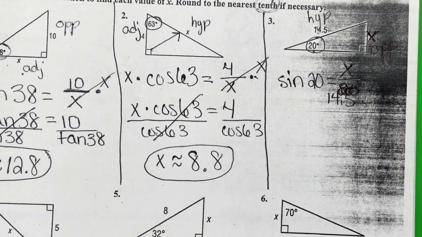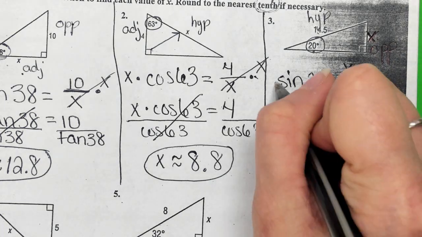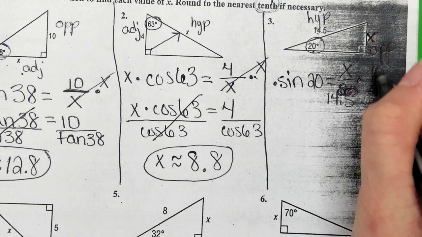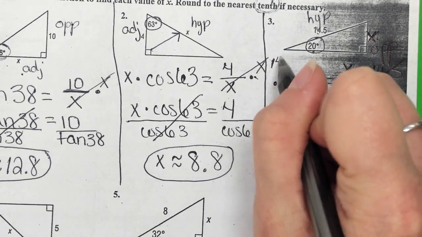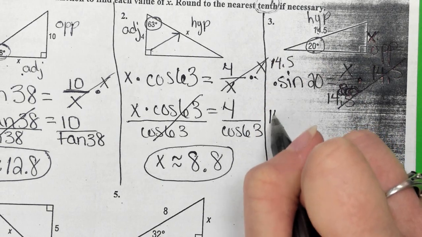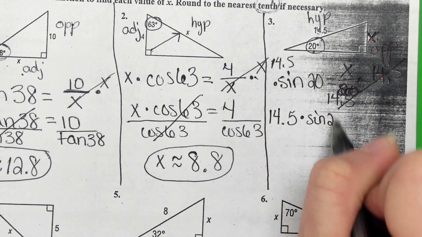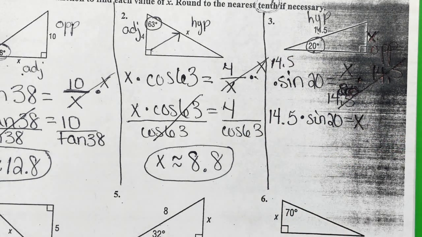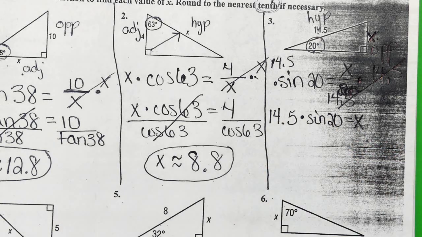Okay, so you have division, right? What's the opposite of division? Okay, but this time, what's on the bottom? 14.5. That's what we multiply both sides by. So we have 14.5 times sine of 20 equals x. Stop right there. Is x by itself? Don't do anything else. Don't divide, don't multiply. x is already by itself, so you're going to plug all that in your calculator.